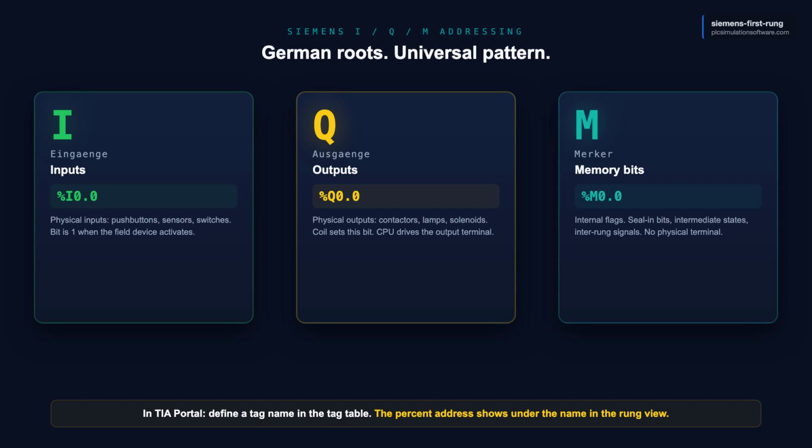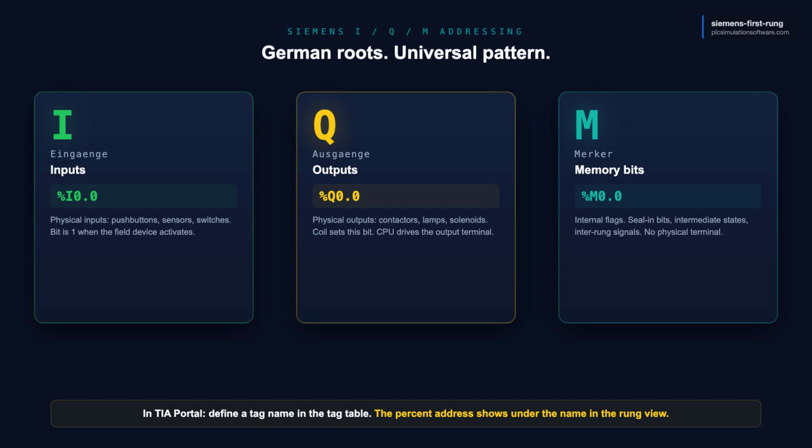The full address format is %, then the prefix, then the byte.bit. So %I0.0 is input byte 0, bit 0, the first digital input on the card. %Q0.0 is output byte 0, bit 0, the first output. %M0.0 is memory byte 0, bit 0.